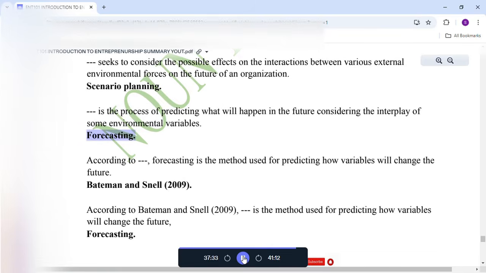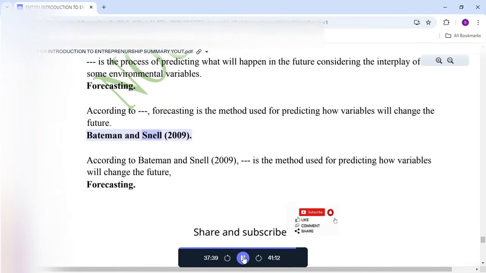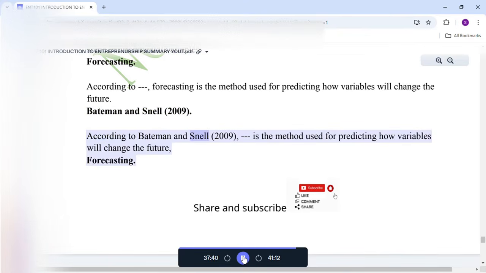Forecasting is the process of predicting what will happen in the future considering the interplay of some environmental variables. According to Bateman and Snell, 2009, forecasting is the method used for predicting how variables will change the future.